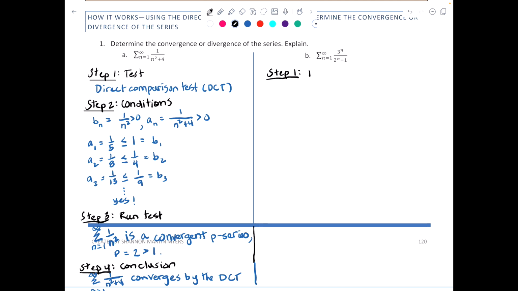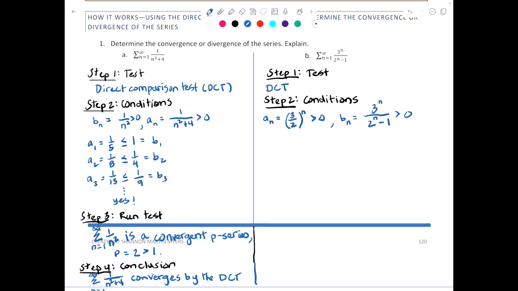So step 1, what's our test? Our test is the direct comparison test. Step 2, conditions. So this time we have to pick a series which is going to be smaller than the given series. So the sequence we'll pick, our a sub n, is going to be 3/2 to the n. And if you put a summation with that, it's a divergent geometric series. And that has positive terms. And then our b sub n is our given sequence, 3 to the n over 2 to the n decreased by 1. That's also greater than 0 for n greater than or equal to 1.